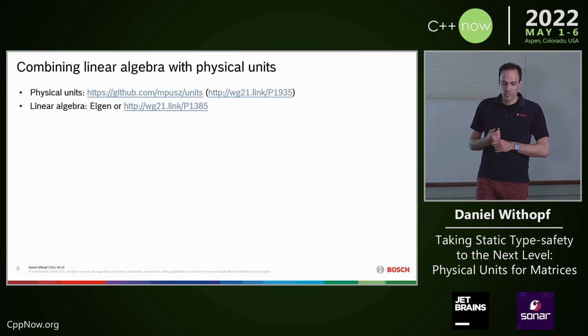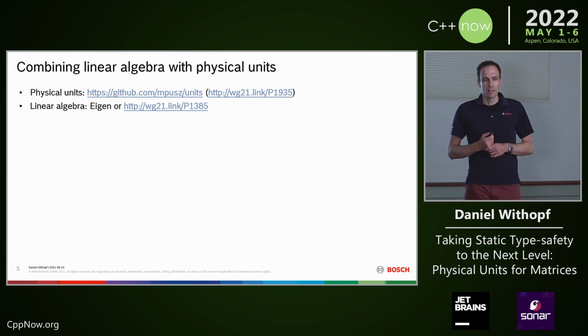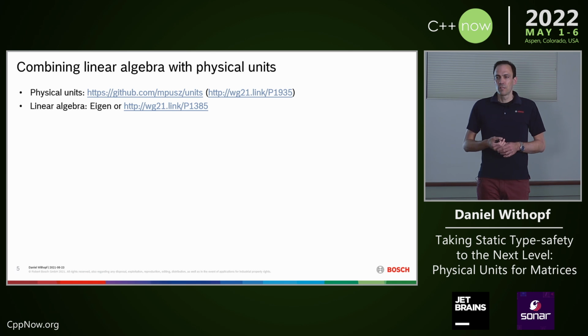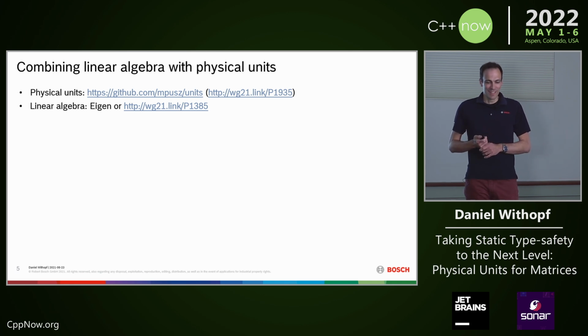Good, moving on to the actual task. We want to combine a linear algebra library with physical units. For physical units, as I already mentioned, there's P1935. For linear algebra, there's, for example, Eigen or P1385, a proposal for the standard library. Bob is actually in the audience today, welcome. And Guy Davidson is the second author.